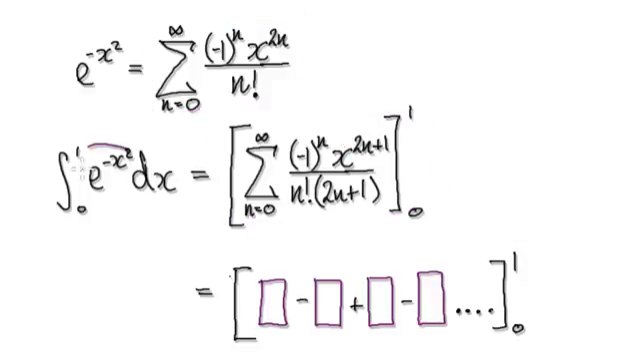So the integral will be this whole thing here from 0 to 1. When you look at this, you've got to imagine this as being a sum. So you've got a fraction here, take away another fraction, add another fraction, take away another fraction, and so on, all the way to infinity.